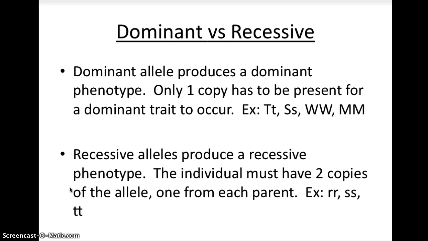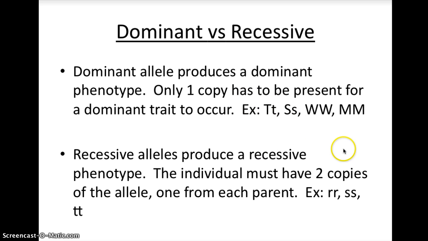Okay. Dominant versus recessive. A dominant allele is a capital letter, first of all, and it produces a dominant phenotype. So when you have all of these different situations right here, we have one capital, one lowercase, one capital, one lowercase, two capitals. These are all going to produce dominant phenotypes. So you only have to have one copy of the dominant allele in order to have a dominant phenotype.